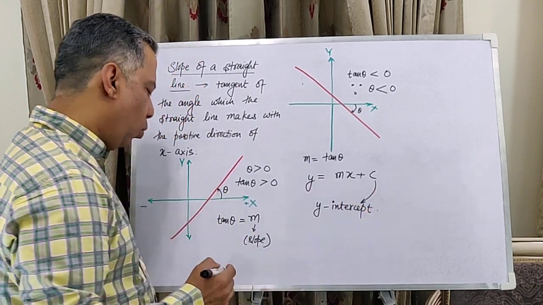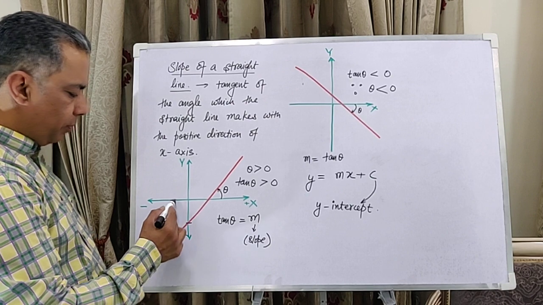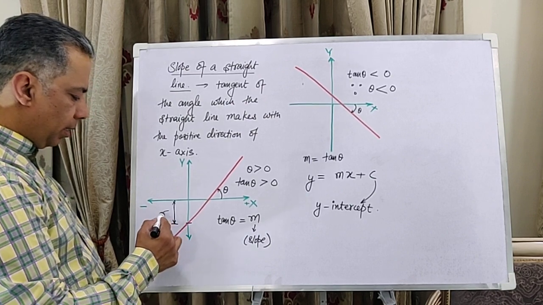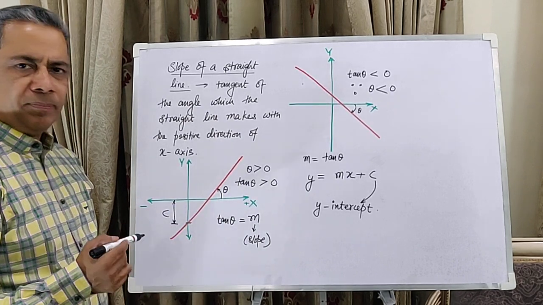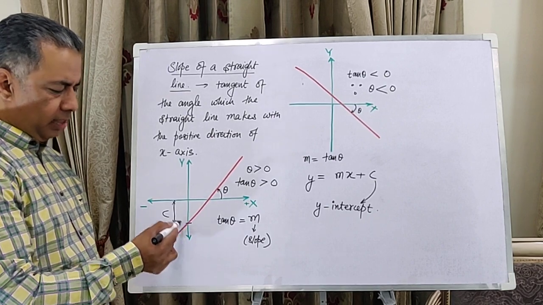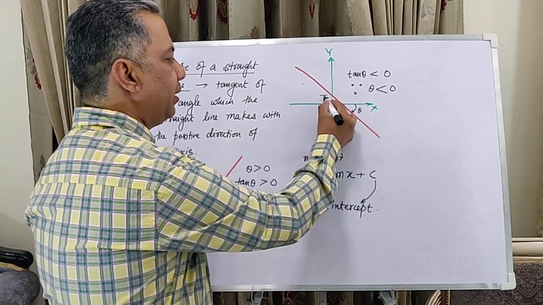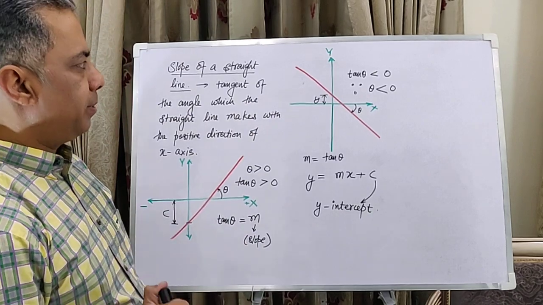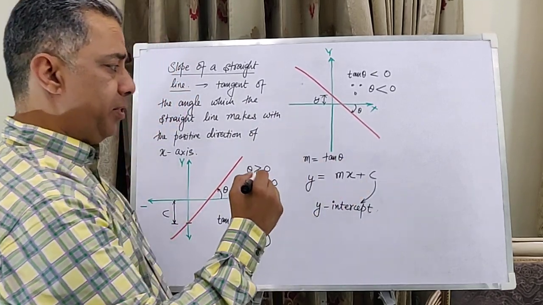Now what is y-intercept? Y-intercept is the y-coordinate of the point where the straight line intersects with the y-axis. In this case, as you can see, this is the y-intercept. In this example, this here is the y-intercept. So this is the equation of a straight line.